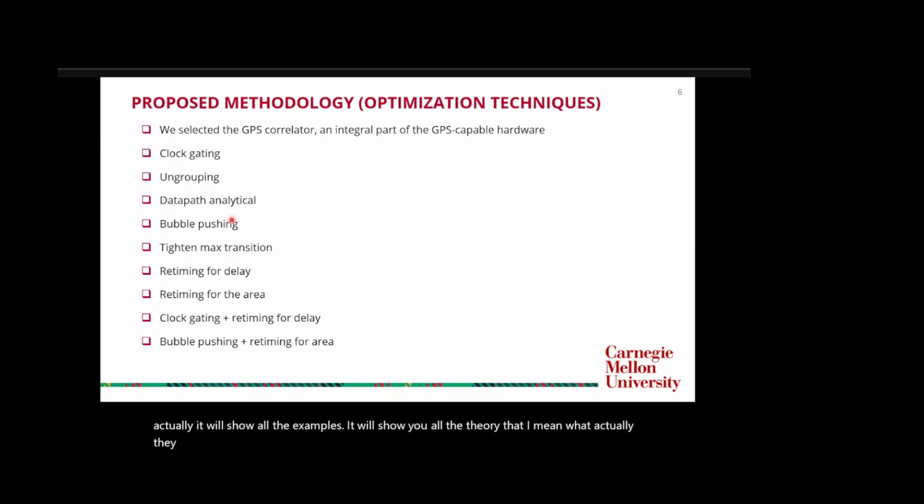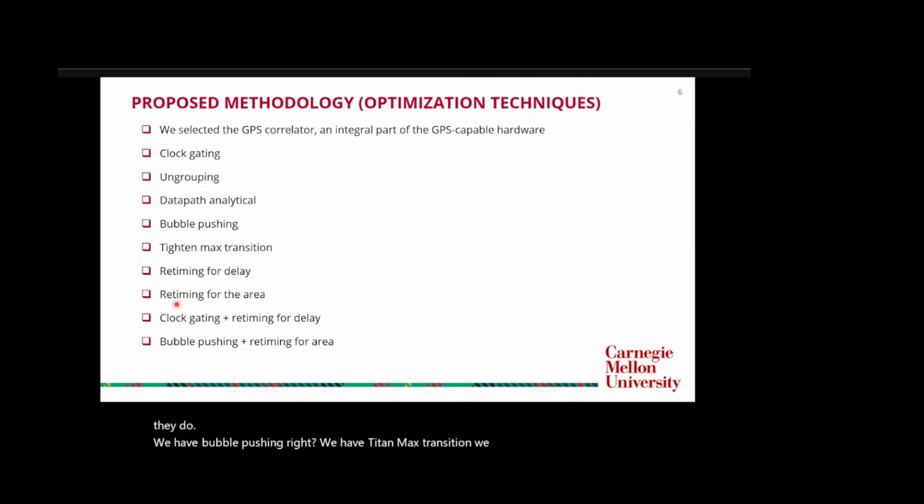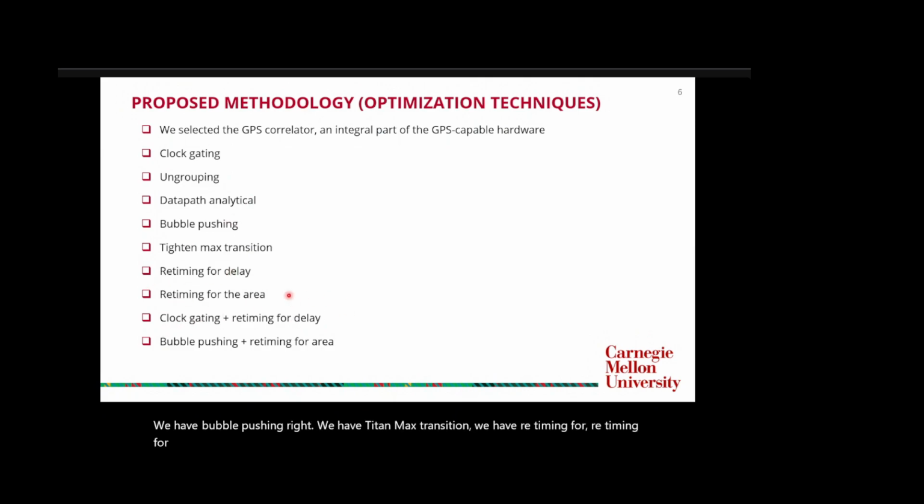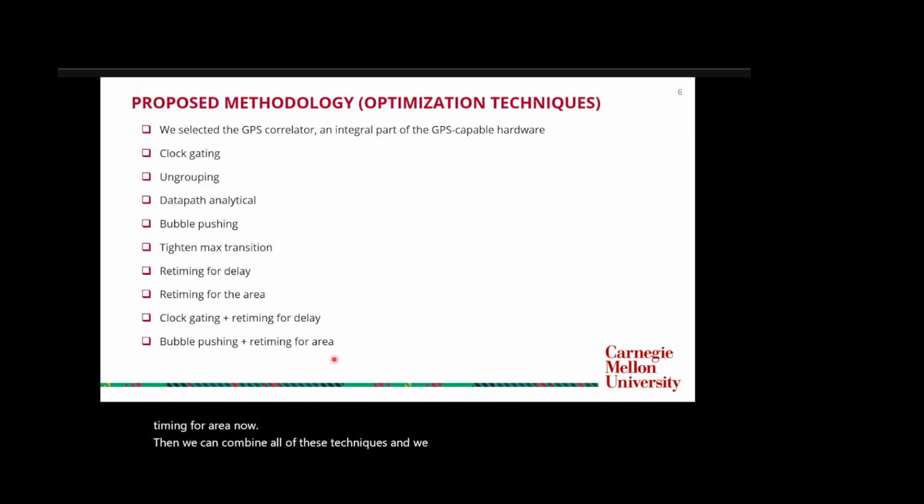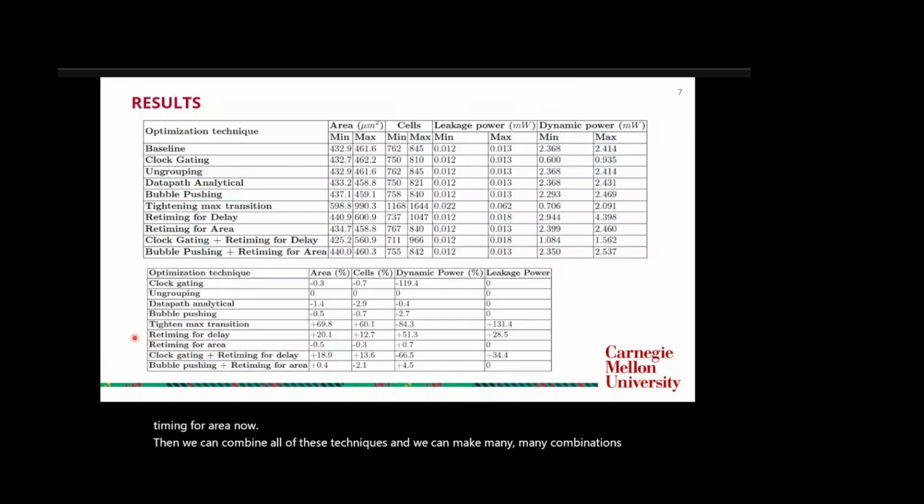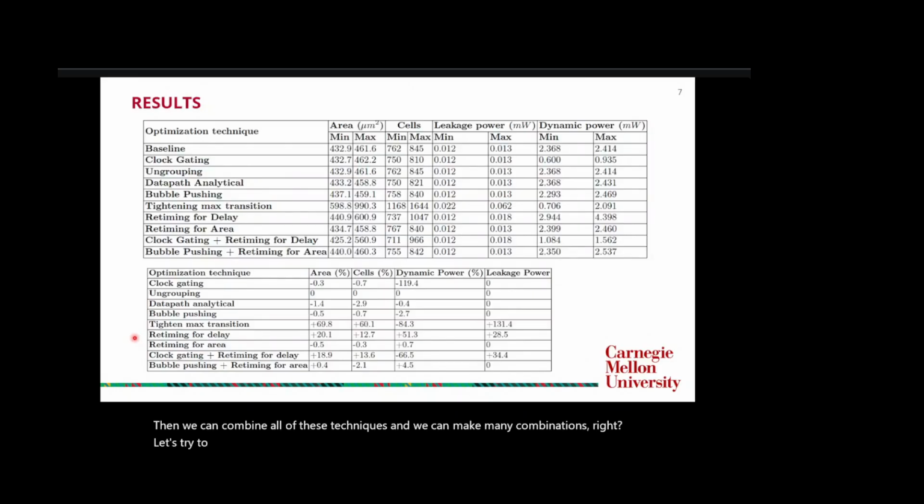We have bubble pushing, right? We have tighten max transition. We have retiming for delay, retiming for area. Now, we can combine all of these techniques and we can make many combinations, right? Let's try to see what happens. We have this baseline design, right? This is the minimum and maximum area, okay, right?